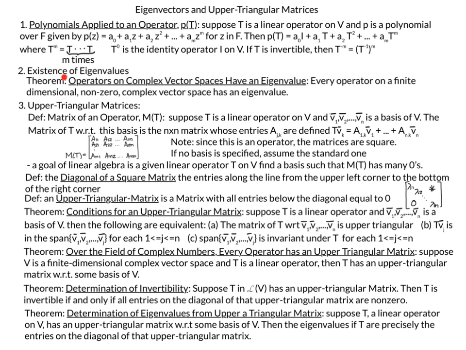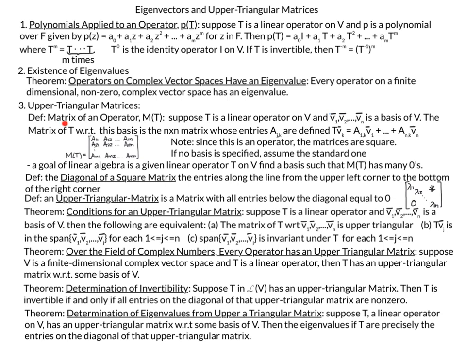For existence of eigenvalues, we proved this theorem here. Operators on complex vector spaces have an eigenvalue. So every operator on a finite dimensional non-zero complex vector space, remember it does need to be complex, has an eigenvalue. From there, we went on and talked about upper triangular matrices.